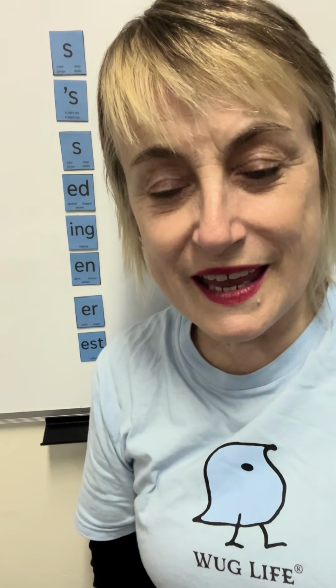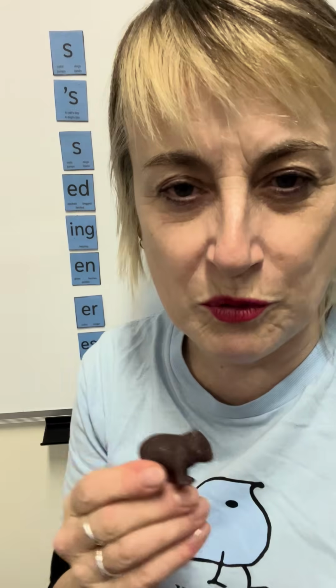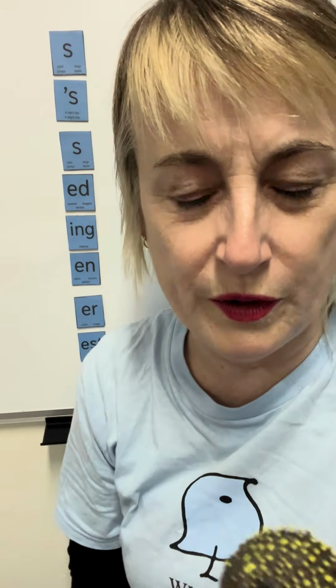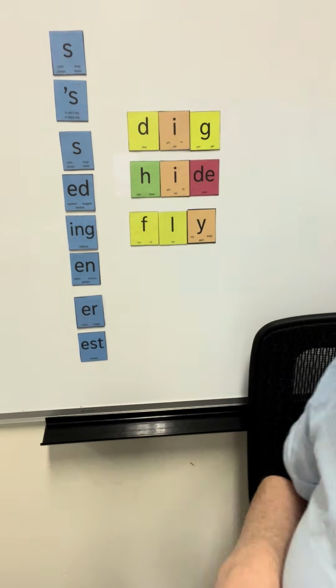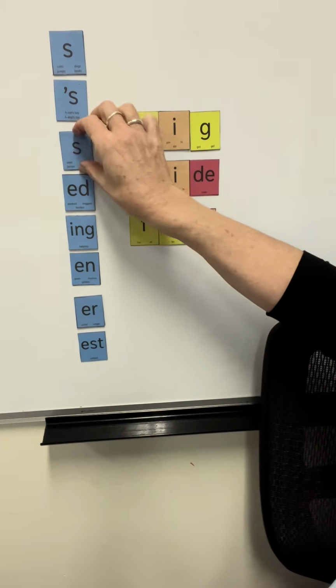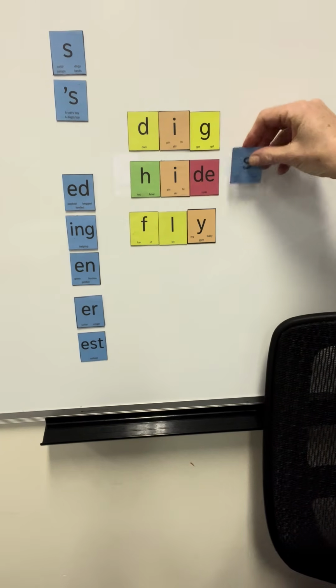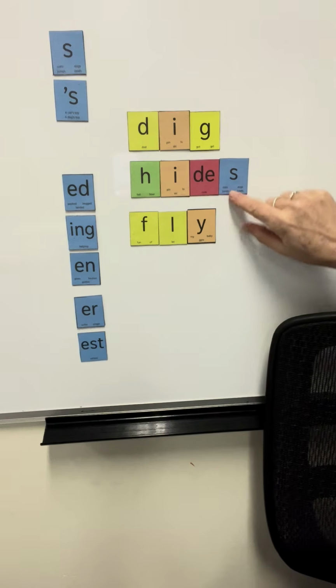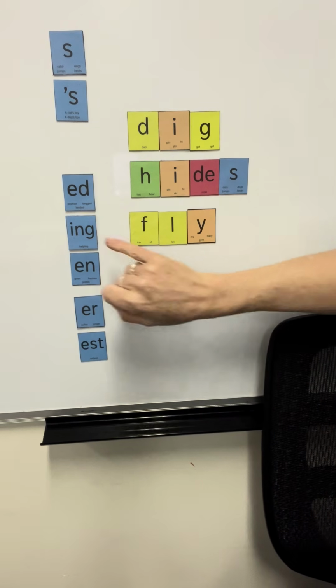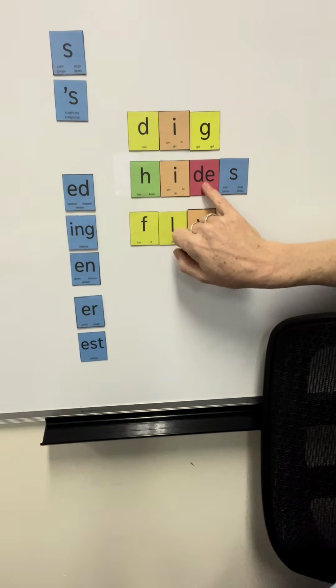Now, because s is a consonant, so it's a consonant suffix, we don't have to double. When we say it digs or it hides, we don't have to double the final consonant here. We just put s. And we don't have to drop the final e there. That's a consonant. It doesn't knock off e. It's only vowel suffixes that knock off e.